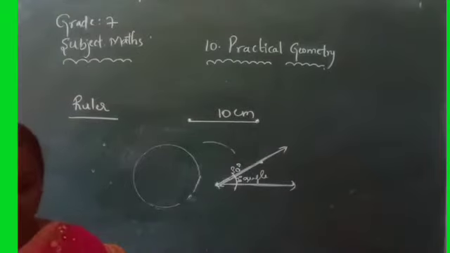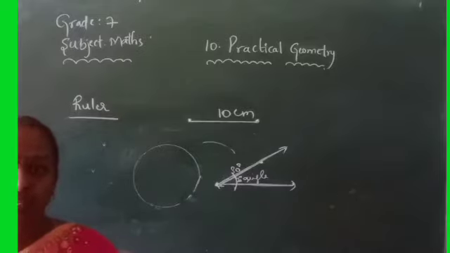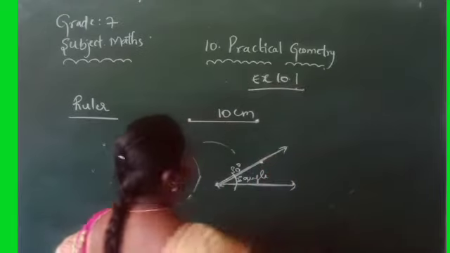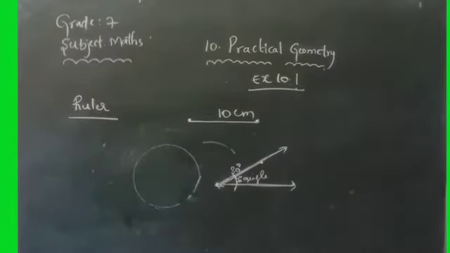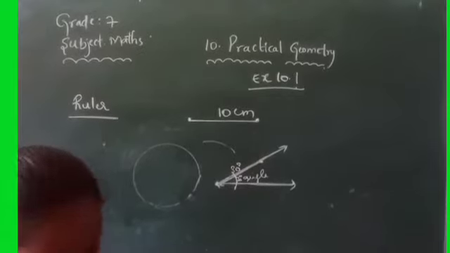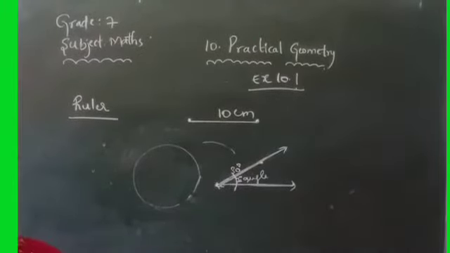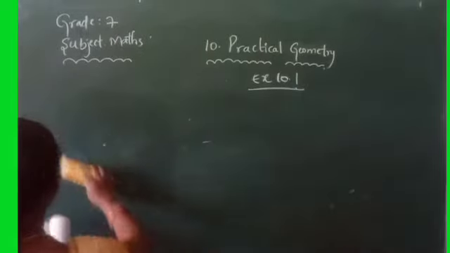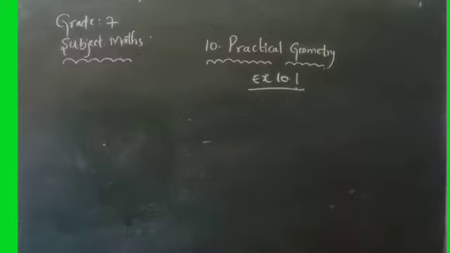By using these tools, we can solve the exercise problems in the 10th chapter, exercise 10.1. Keep reading exercise 10.1. Now I am reading the first question. You listen and observe how to draw the construction. First, see children, what is the first question? Draw a line, say AB. Take a point C outside it. Through C, draw a line parallel to AB using ruler and compasses only.